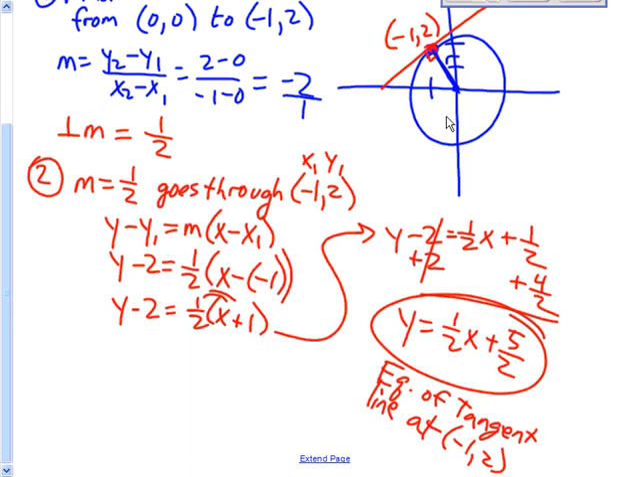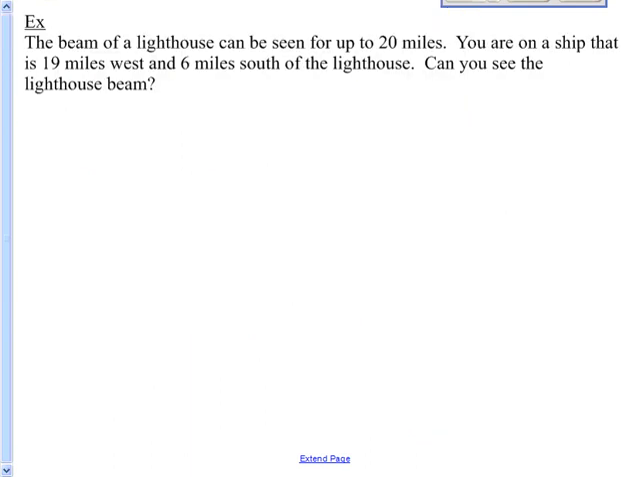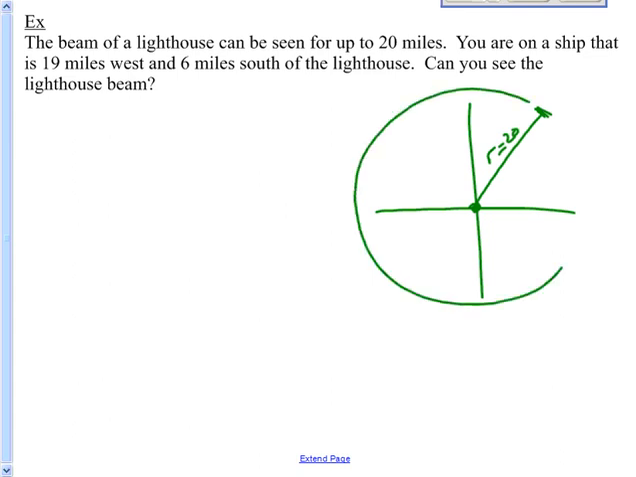Okay. All right, let's do an application here, a circle. So the beam of a lighthouse can be seen for up to 20 miles. So like, let's say we put this lighthouse right in the middle, right? It's like having a radius of 20. Okay, that's this beam. You know, it stops right there. You can see this beam for up to 20 miles, right? In any direction type of deal.